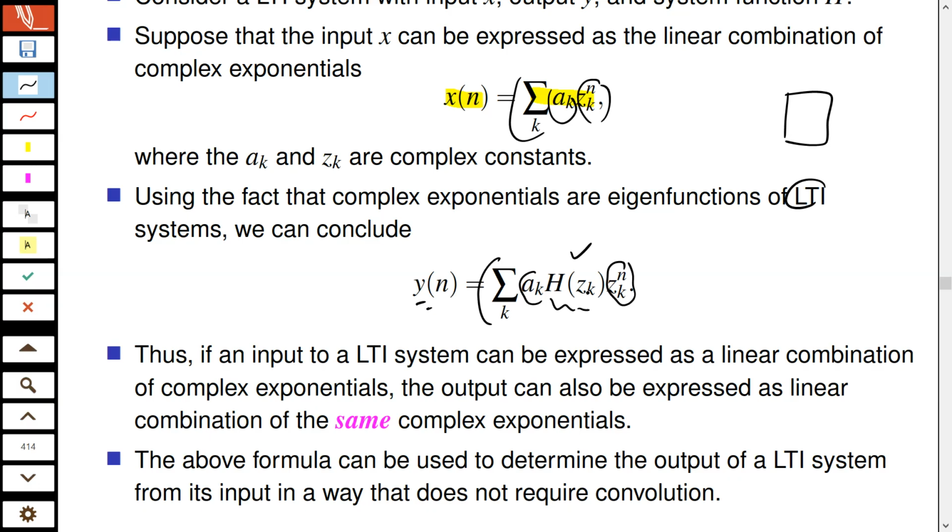It's very similar if you compare it with continuous time. If you apply the exponential e to the s_k t, the k-th variable, it gets multiplied with H of s_k and a_k, and summed over k, and that is your y of t. This is what we saw in continuous time as well.